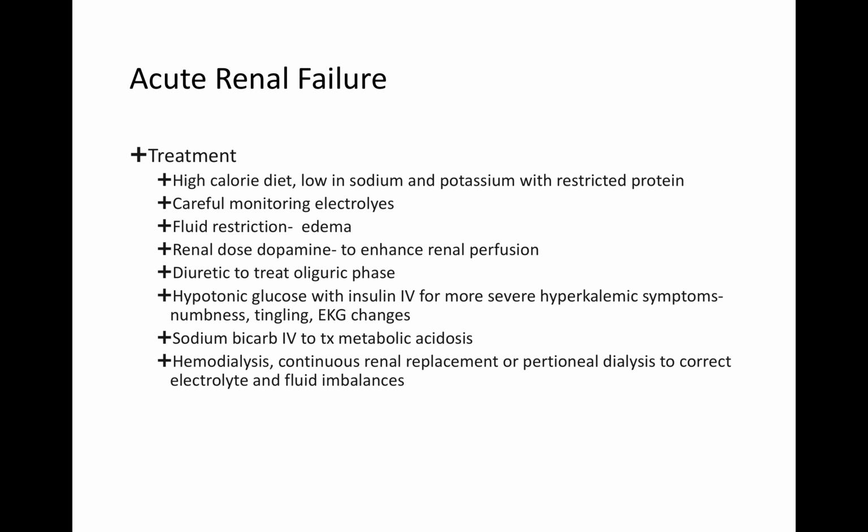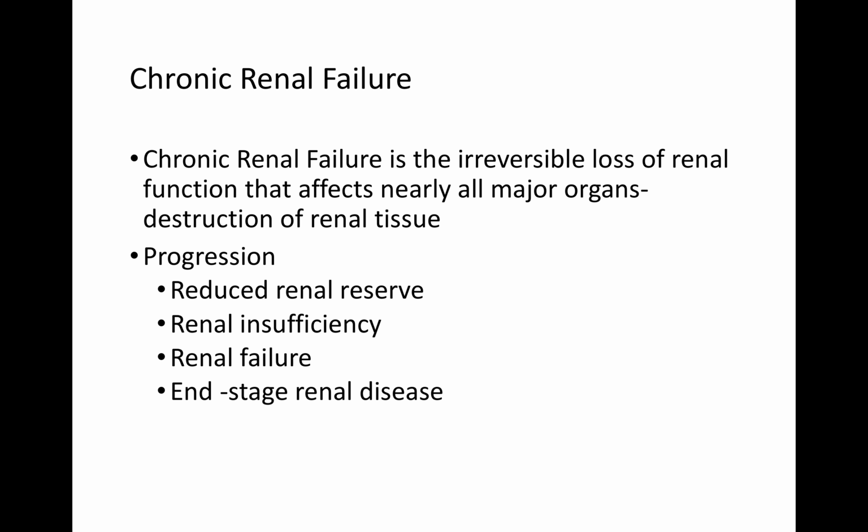Okay. Interventions for nursing, again: strict intake and output. We're going to weigh the patient daily on the same scale at the same time every day. Assess the hemoglobin and hematocrit. They may need packed red blood cells. Monitor and maintain electrolyte balance. And then we're going to talk about chronic renal failure.